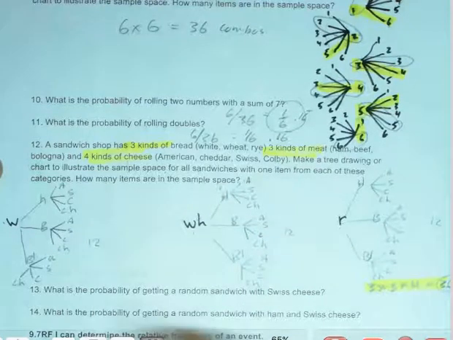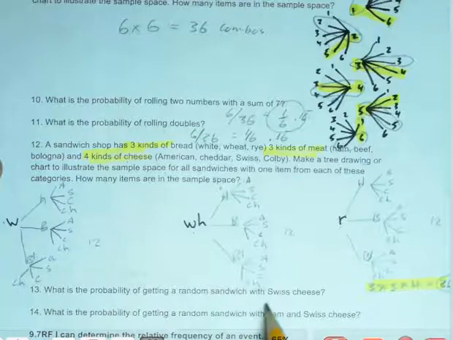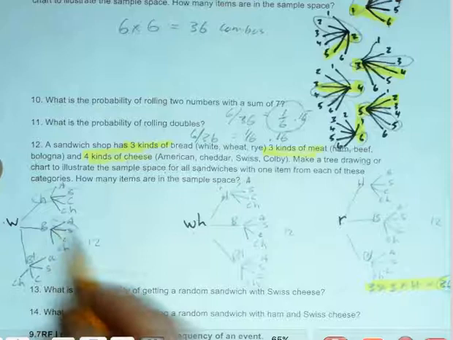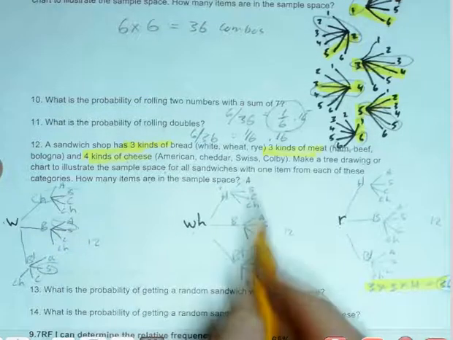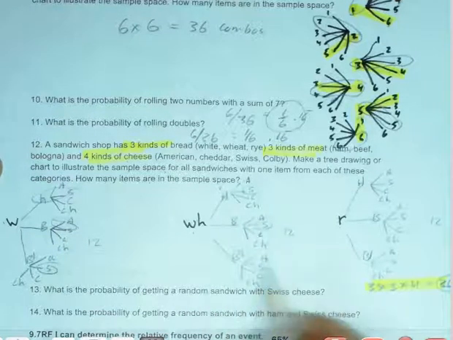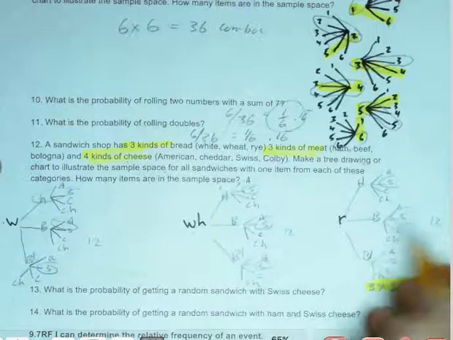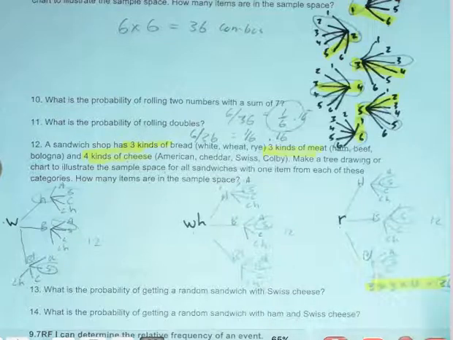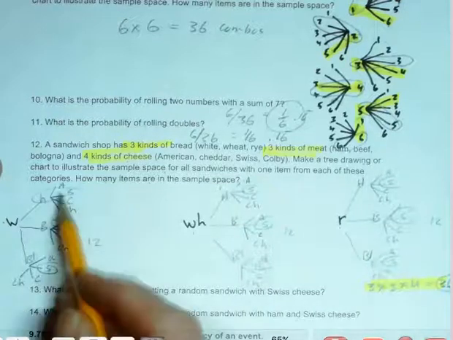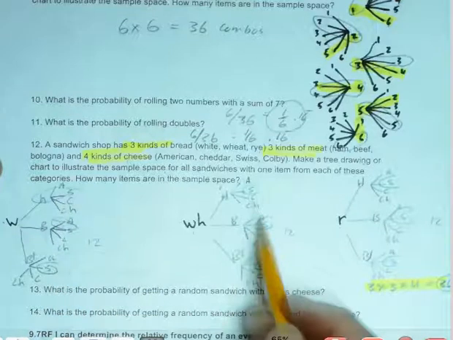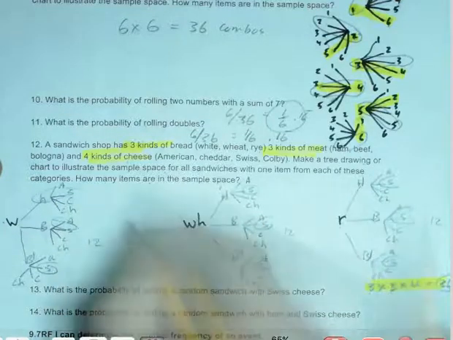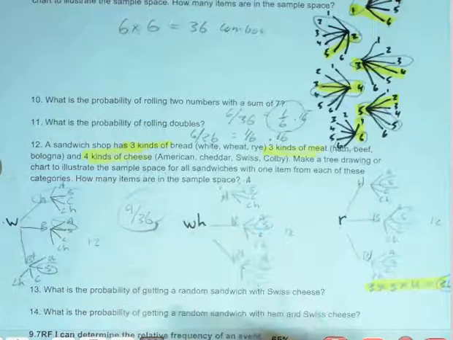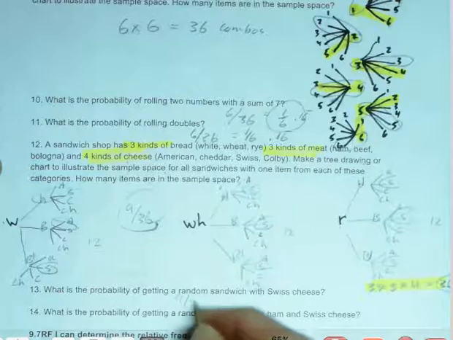13. What's the probability of getting a random sandwich with Swiss cheese? Well, Swiss, Swiss, Swiss, Swiss. Looks like 1 out of every 4 sandwiches has Swiss. Let me just double check. 1, 2, 3, 4, 5, 6, 7, 8, 9. So there was a total of 9 sandwiches out of 36 that had Swiss. 9 out of 36, which is 1/4.